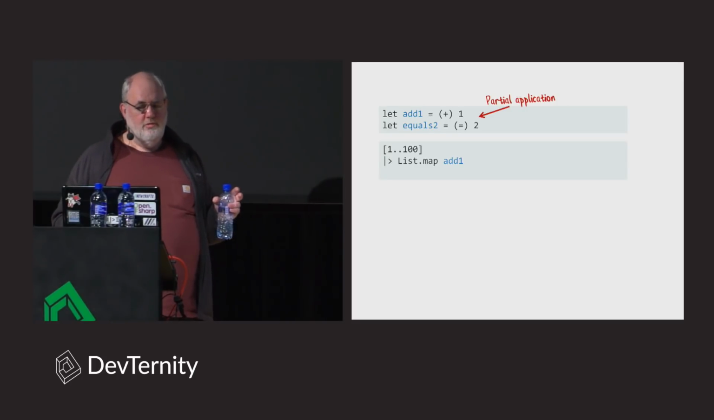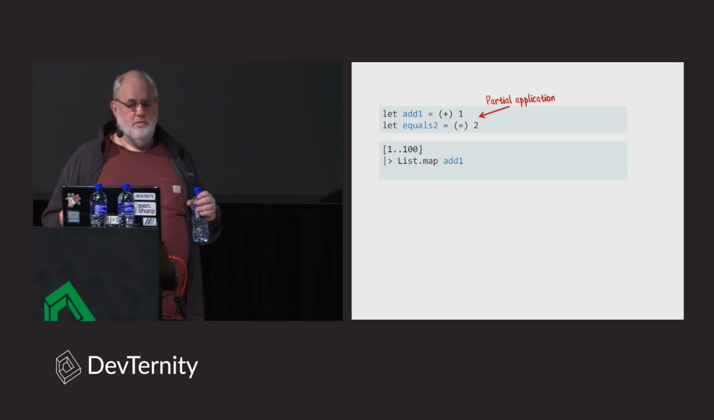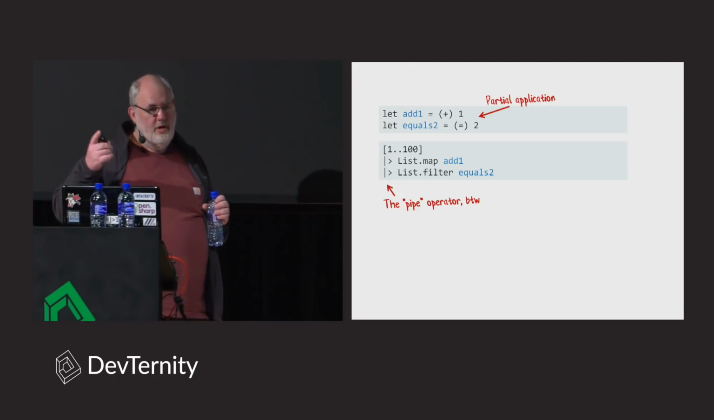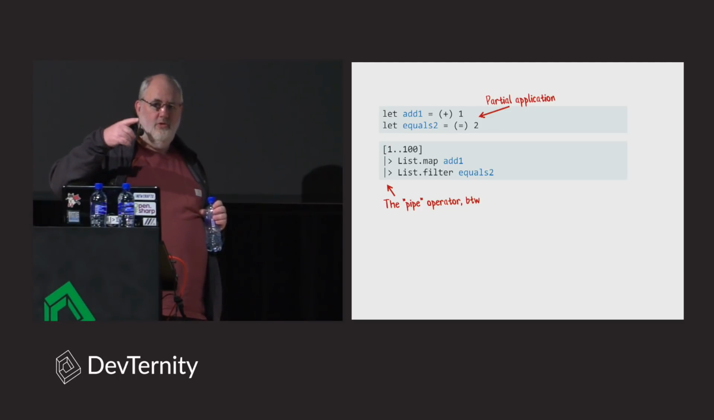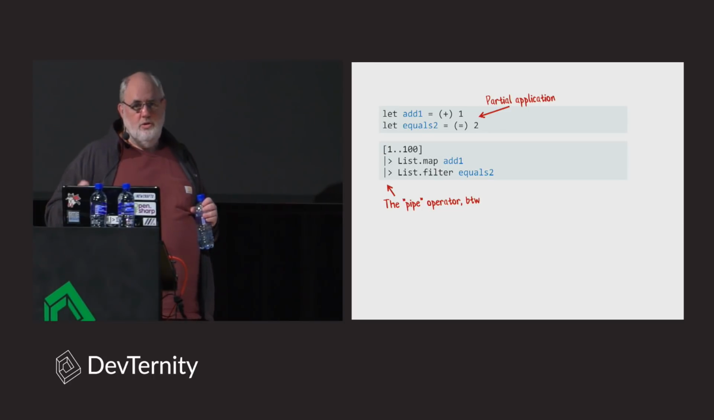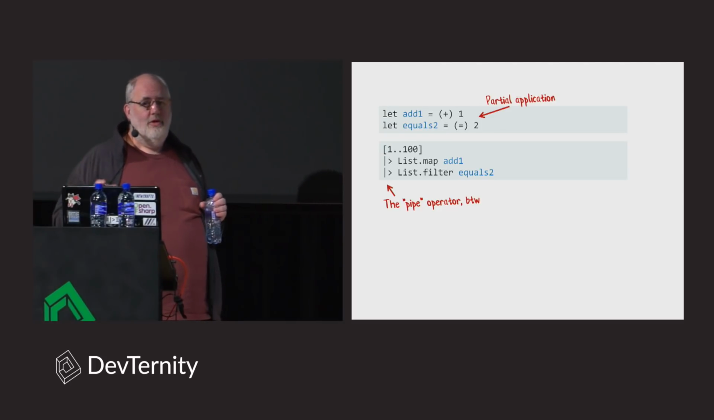And so for each number from 1 to 100, I'm going to take each item in that list and add 1 to it, and then I'm going to take that list and filter it by the second thing. So that little pipe operator, by the way, in F#, is just like Unix pipes. It takes one thing and pipes it into the next thing, and then into the next thing. So this is typical functional programming. Now, if you've used LINQ in C# or streams in Java, you're probably familiar with this, but this is functional programming. This is why functional programming is very nice.